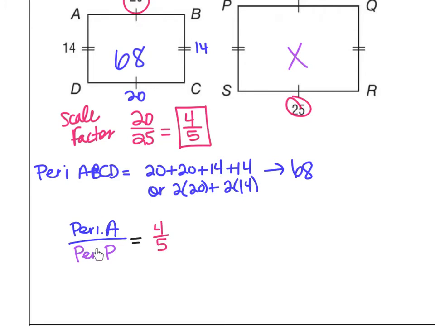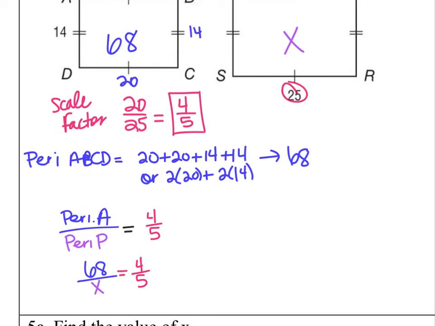So again, the ratio of your perimeters is equal to the ratio of your scale factor, all right? They are proportional. So let's fill in the information we have. We know the perimeter of ABCD is 68. We are looking for the perimeter of PQRS, and we know that is equal to our scale factor, 4/5. Okay? So let's go ahead and cross multiply, solve this out.